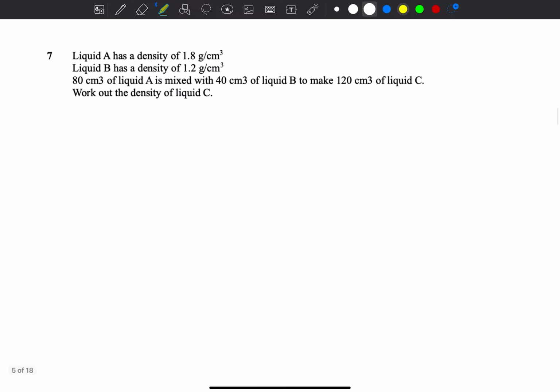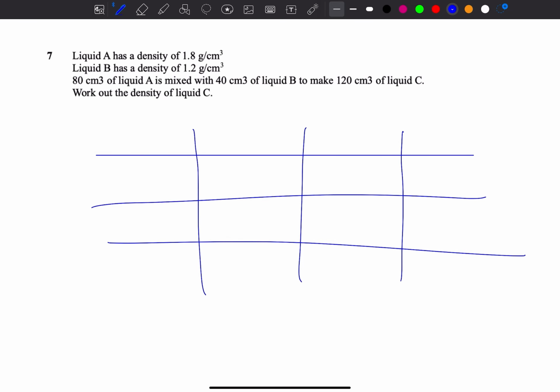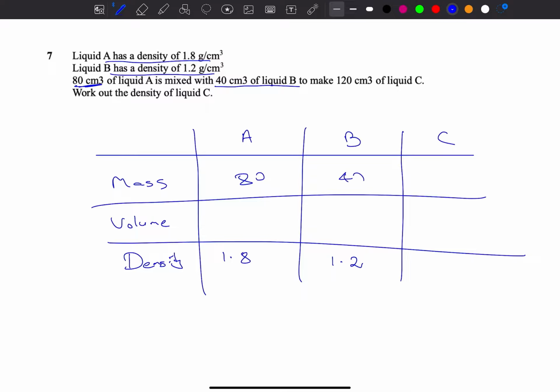Next one, a density question again. So you've got three liquids: liquid A, liquid B, liquid C. Let's say mass here, volume here, and density here. Liquid A has a density of 1.8, and B has a density of 1.2. 80 centimeters cubed is a volume, that's just common sense. 40 centimeters cubed of liquid B. Remember you are allowed to add A and B, which makes it 120, but they already told it to you, so they were being nice.